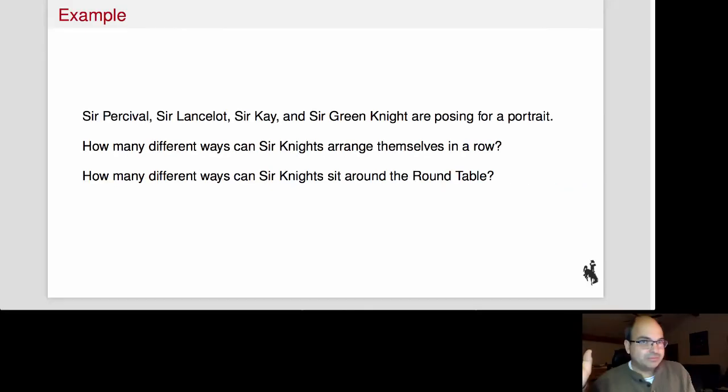So we're done with bars, but we're still going to stay in England, okay? So we're going to talk about the knights of the round table. So we have Sir Percival, Sir Lancelot, Sir Kay, and Sir Green Knight. As far as I know, Sir Green Knight does not have a real name. He's just the Green Knight, okay?